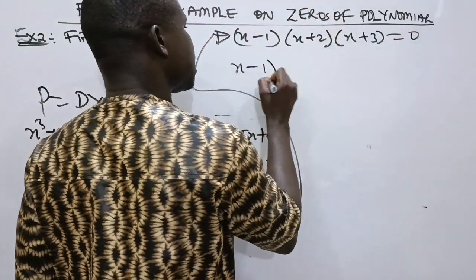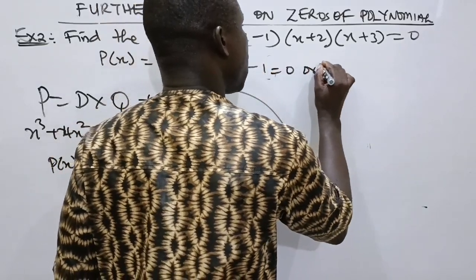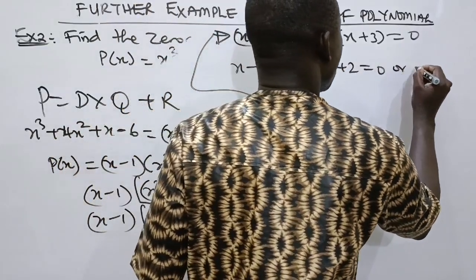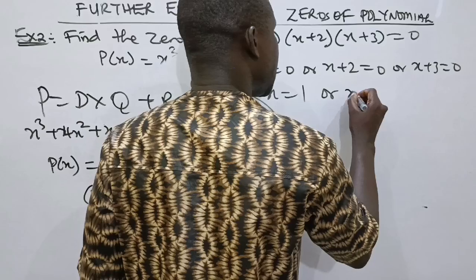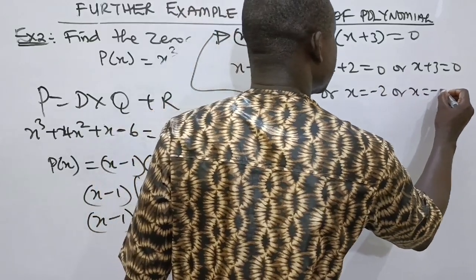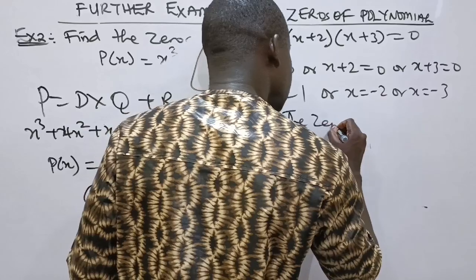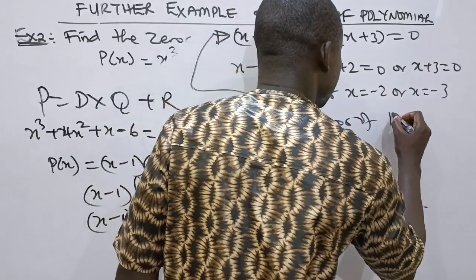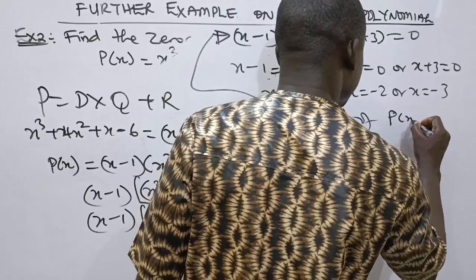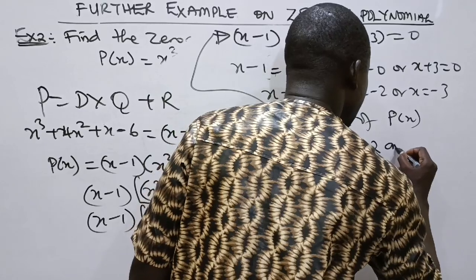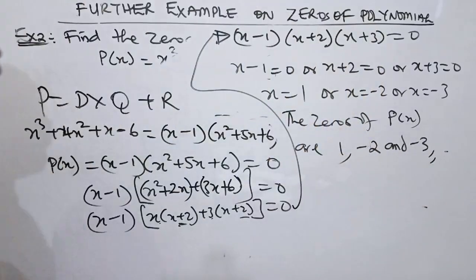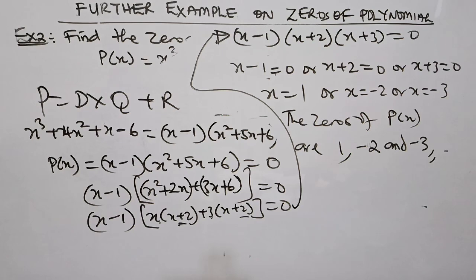This simply means that x minus 1 equals 0, or x plus 2 equals 0, or x plus 3 equals 0. It simply means that x is equal to 1, or x is equal to minus 2, or x is equal to minus 3. So the zeros of the polynomial p of x are 1, minus 2, and minus 3. So these are the three values which represent the zeros of the polynomial. Or you say the zeros are minus 3, minus 2, and 1.